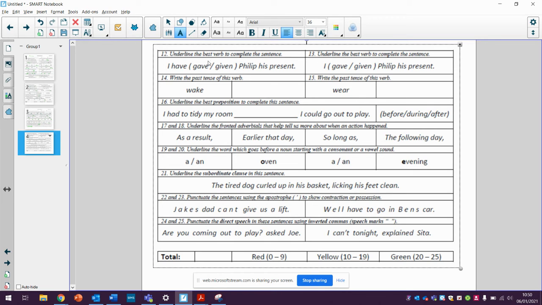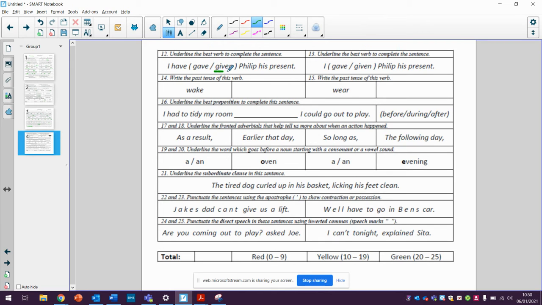Underline the best verb to complete the sentence. I have gave Philip his present, or I have given Philip his present. I gave Philip his present, or I given Philip his present. Gave. This is when we use the word have. Okay, it's a way of changing the way the sentence works. Write the past tense of this verb. Wake. So the past tense would be woke. Write the past tense for wear. It would have been not weared. We don't just put ed, but you wore.